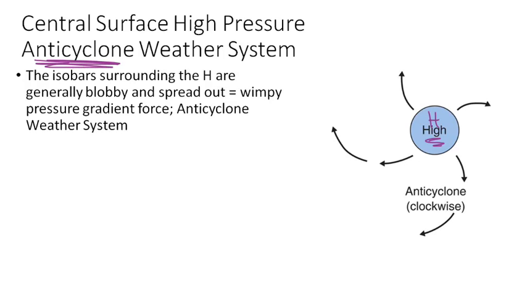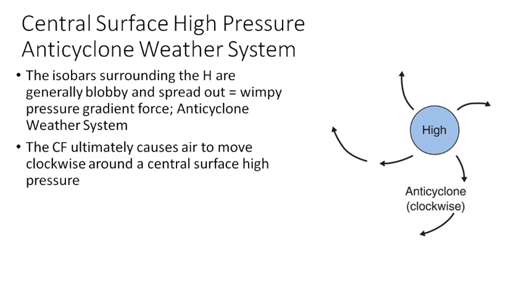anticyclone, surface high pressure. And surface high pressures, like I said, generally have isobars that are kind of blobby and a little bit spread out. If they're spread out, they have a kind of small pressure gradient force that gives you wimpy wind. And now, we talked recently about the Coriolis force, and the Coriolis force works on large bodies of air, such as you would have, for instance, around an anticyclone.